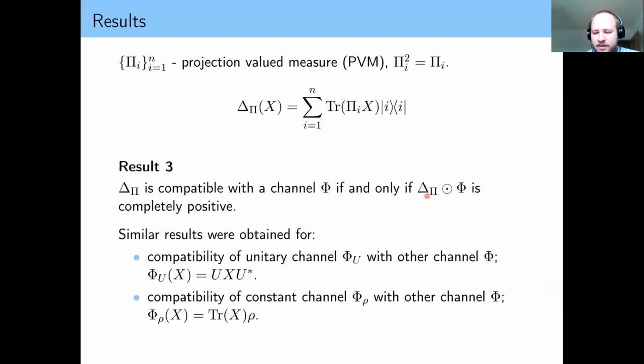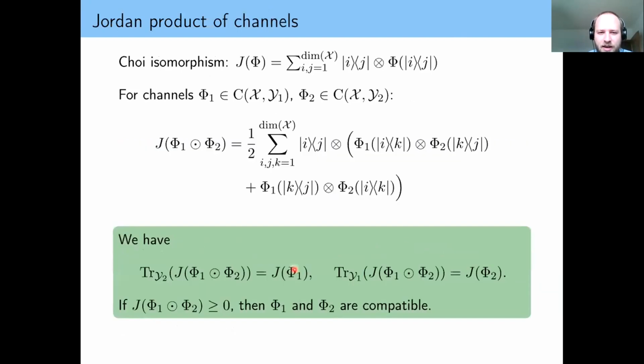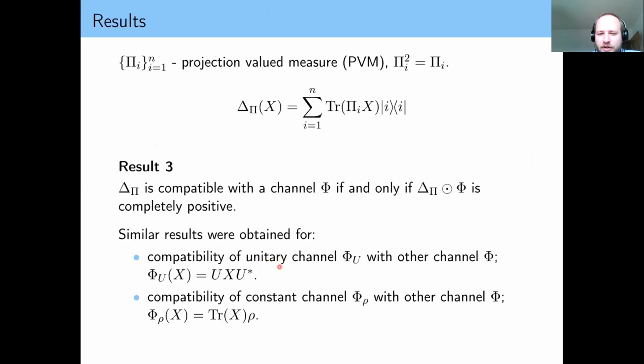So in some sense, this can be seen as a direct generalization of the known results for PVMs and POVMs and their Jordan product. But one can also prove similar results for unitary channels and for a constant channel, where the constant channel is a channel which just traces away the input and outputs some fixed state. Although these two generalizations are less interesting because it's somehow trivial, because we know that unitary channels are compatible only with constant channels and constant channels are compatible with everything. Right. So one can recover the main results for the Jordan product of POVMs.